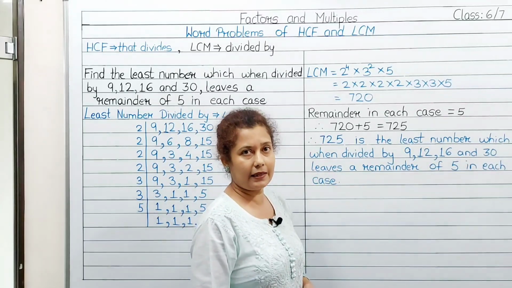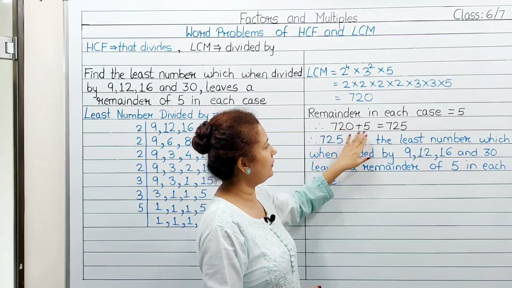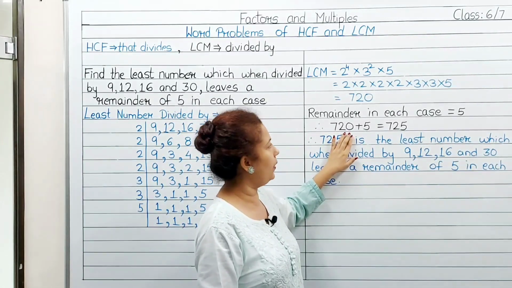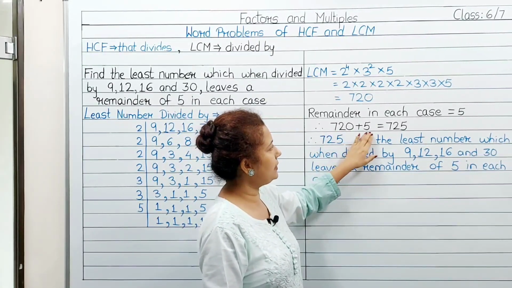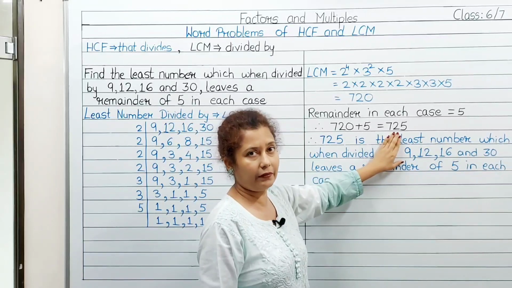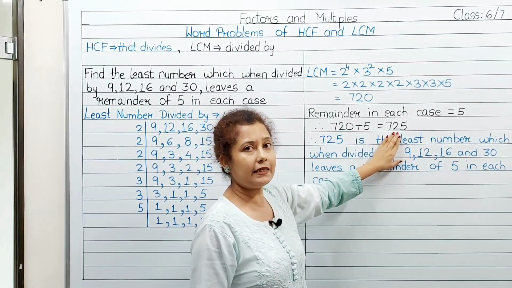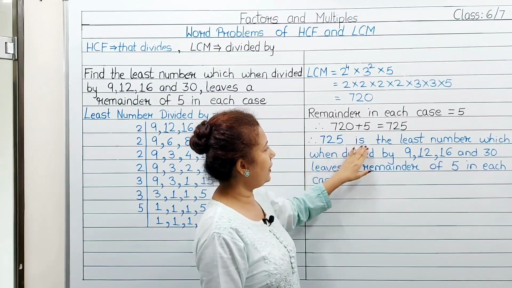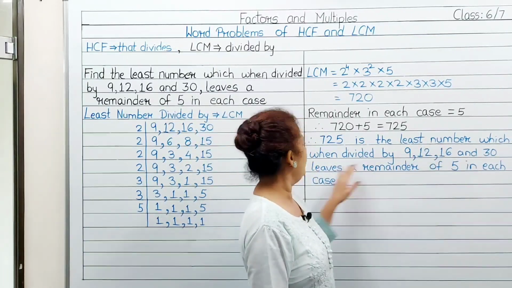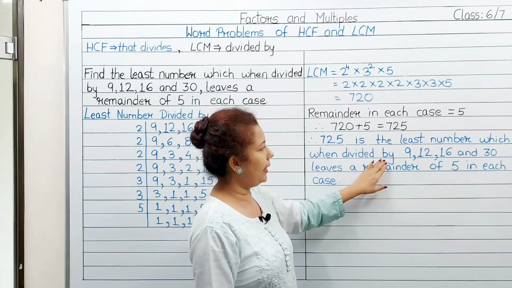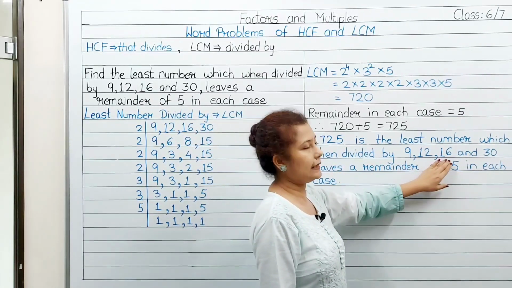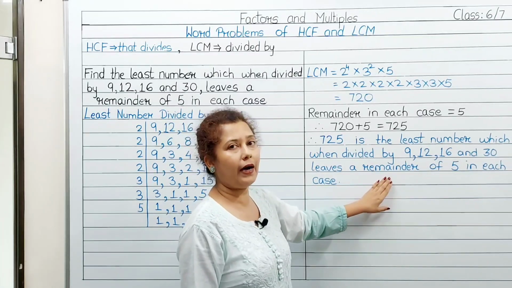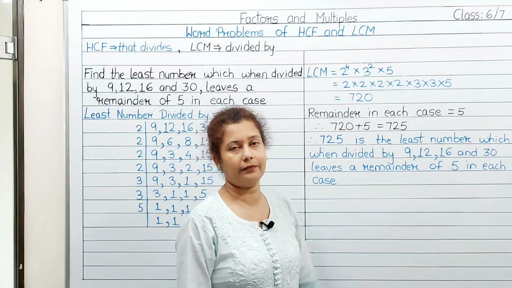Remainder in each case is 5. This is given in the sum. So we have to add that 5 to the answer which we got, the LCM which we got. So 720 plus 5 is equals to 725. The last statement is that therefore 725 is the least number which when divided by 9, 12, 16 and 30 leaves a remainder of 5 in each case.